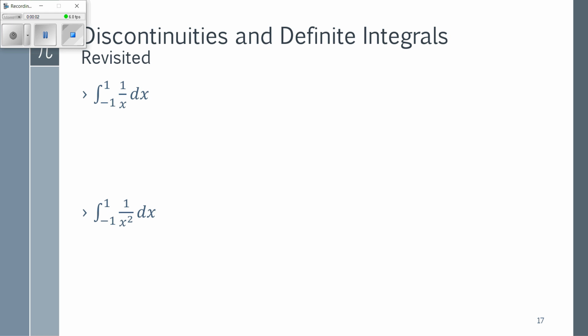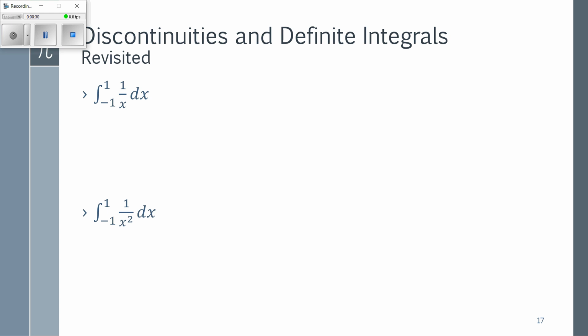So we do need to revisit discontinuities and definite integrals again. I'd said in a previous video that vertical asymptotes are problematic in that they don't always exist for us. We have to be mindful of this, especially because when we are evaluating a definite integral using antiderivatives, it's very easy to forget to check for vertical asymptotes.